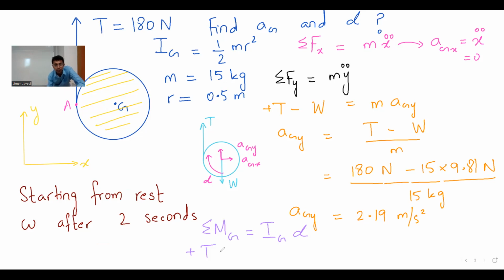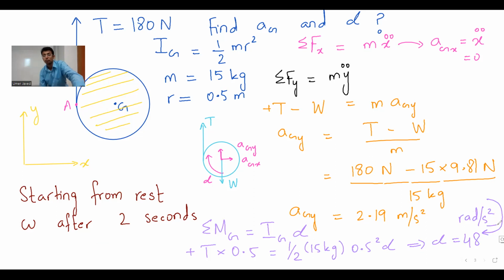I will have plus T into, what is the radius? 0.5. IG is given to me in the question, half into 15 into 0.5 square, alpha. Give me the value of alpha. 48. Sure, 48. So I got a positive value, right? This means clockwise.